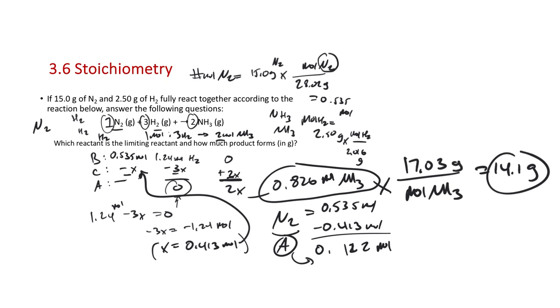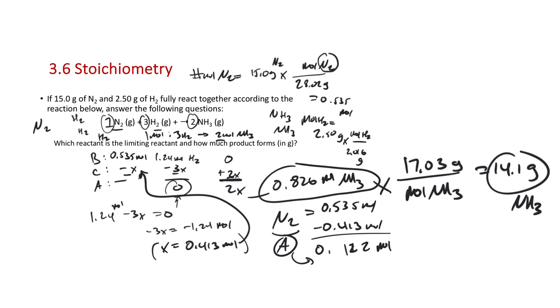So let's think about this from the start. We took 15 grams of N2. We took 2.5 grams of hydrogen. That's 17.5 grams of total reactants present. After the reaction completes, we took that 17.5 grams and turned it into 14.1 grams of NH3.